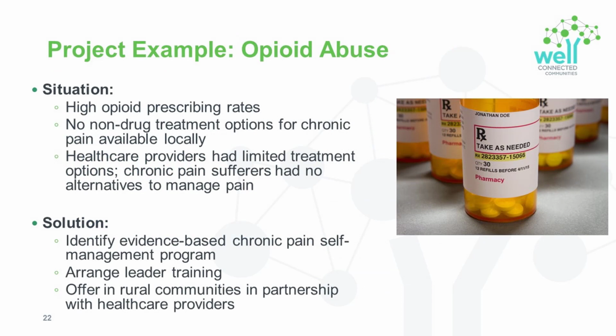Here's another example of a master volunteer project addressing social determinants of health. Volunteers in one community were shocked when they learned their county had among the highest opioid prescribing rates in the state. They dug deeper to find out what conditions opioids are prescribed for. They discovered that they were commonly prescribed for chronic pain.